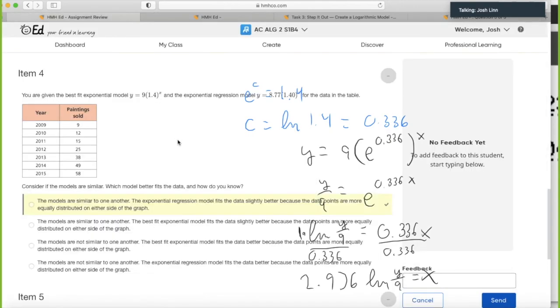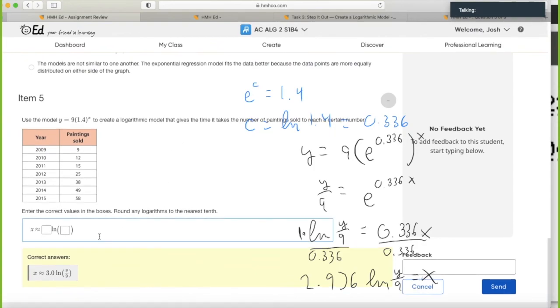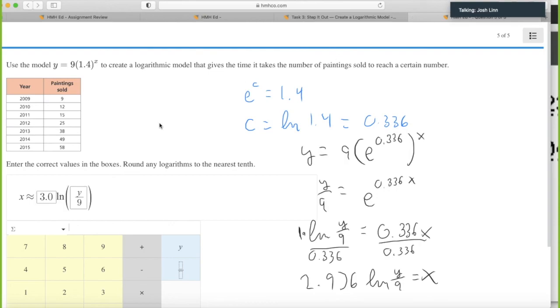So let's see what they got. 3.0 natural log y over 9. So the trick here is this part right here. If you can remember that when you see this exponent and you want to get rid of that exponent, you're just going to have to use a natural log. That's going to help you. Again, you theoretically can do it with log base 10. I think just typically the math community likes to do it with natural log.